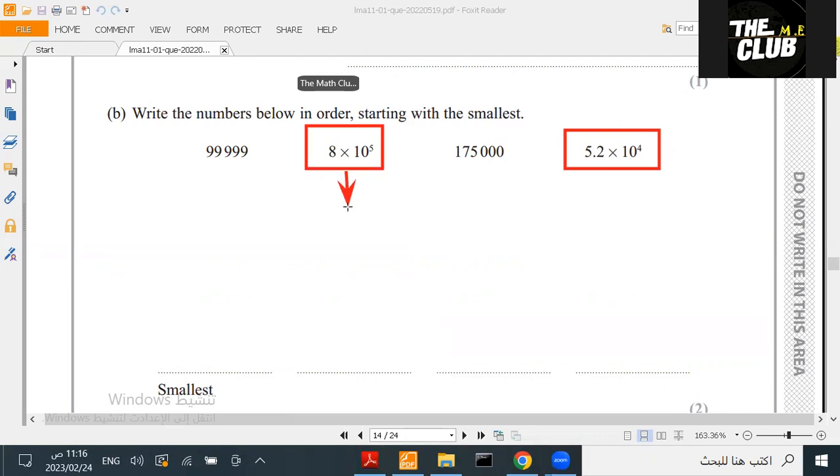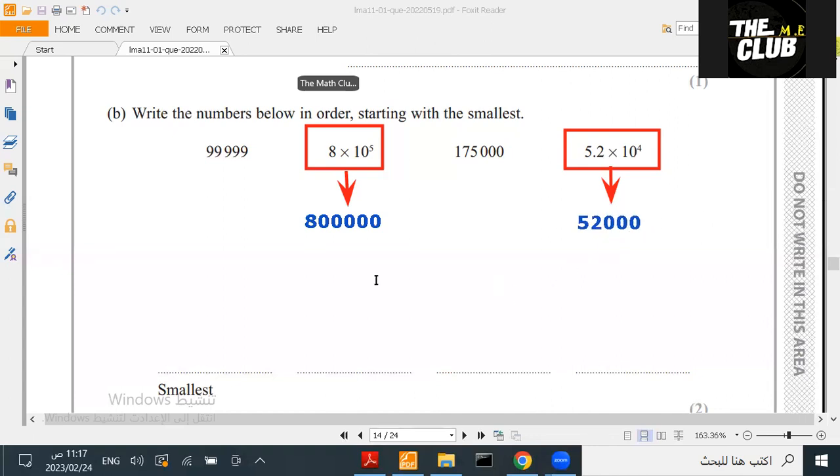Okay. So this one is here, this one is here, and these are ordinaries, so we can use them. 8 times 10 power of 5. Do it with the calculator. 8 times 10 power of 5 equals 8 with 5 zeros. 8 with 1, 2, 3, 4, 5. Same idea, 5.2 multiplied by 10 with power of 4. So 5.2 times 10 to the power of 4. So it's going to be 5.2 with 3 zeros. 5.2 with 1, 2, 3 zeros.